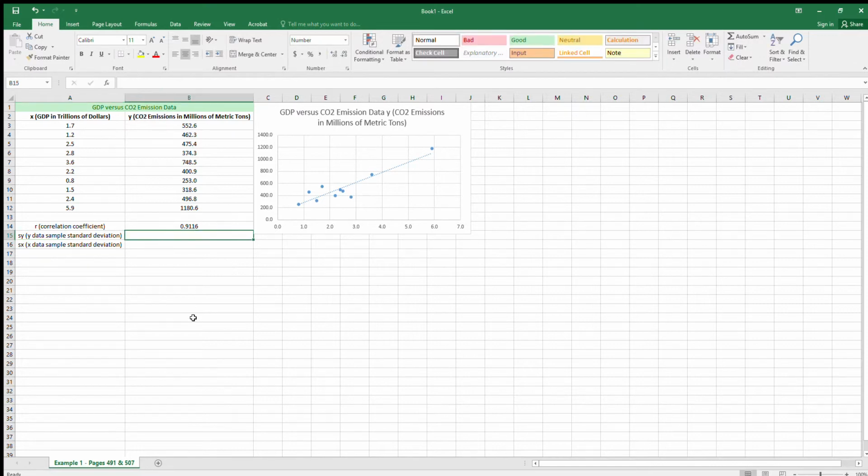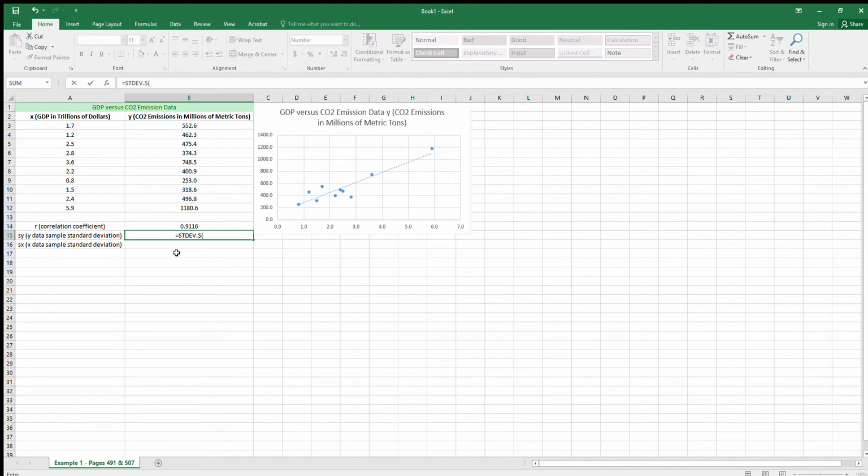Okay, and we can calculate these things. So this is a sampling of data. It's not a population set of data. It doesn't list every country in the world. So we're going to use our sample standard deviation statistic. So this is equal to STDEV. We don't want .P, we want STDEV.S for sample.